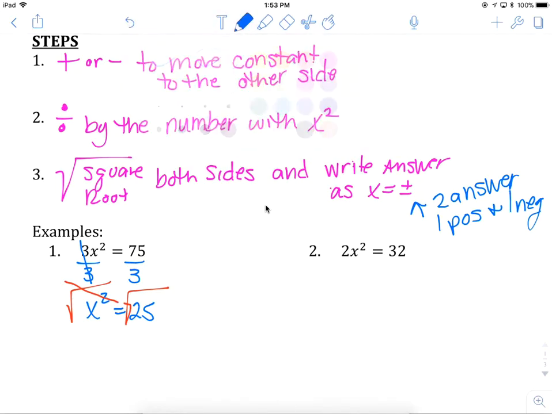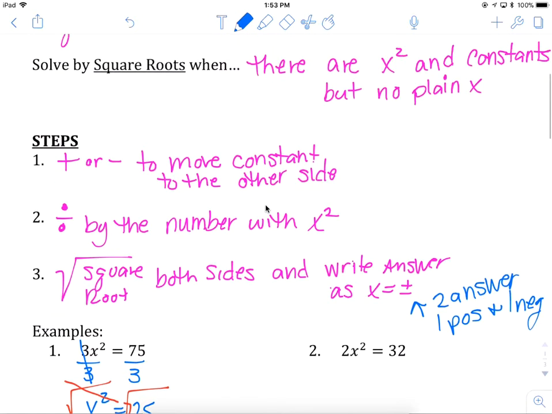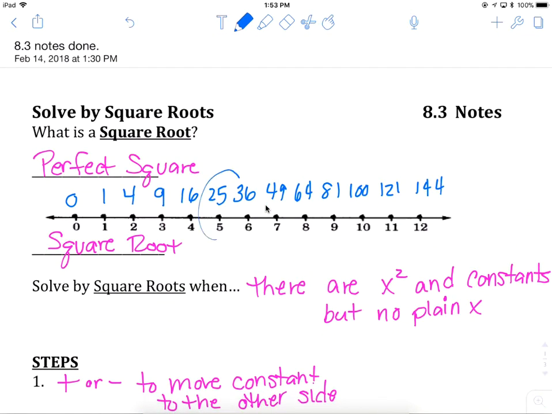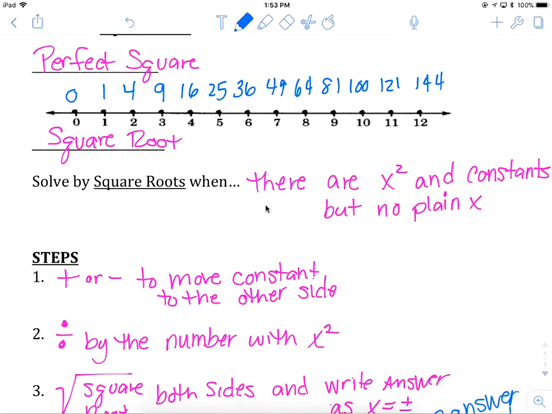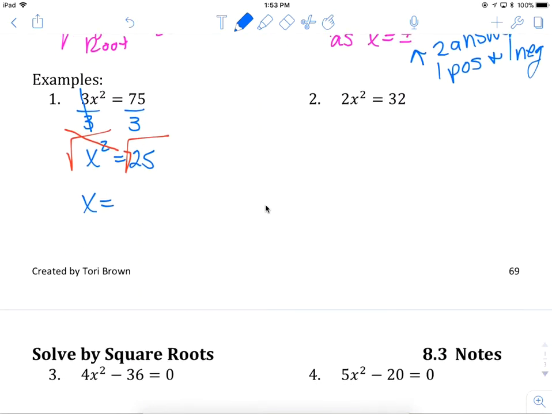A squared and a square root cancel out. So all I have left in my answer is x equals, well, what's the square root of 25? We can look back up at the top. We're going to need our 5. So our final answer would say x equals plus or minus 5. That's a positive or a negative 5. Okay, that's what that answer is telling you.